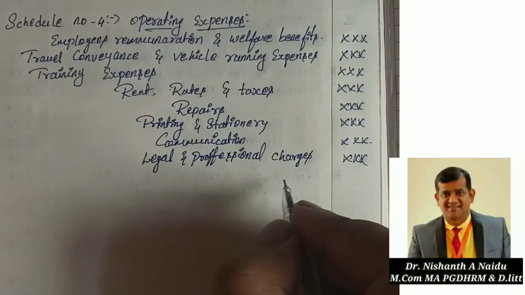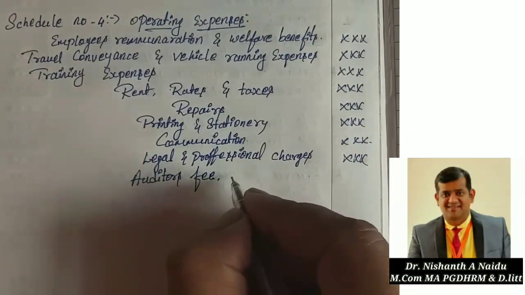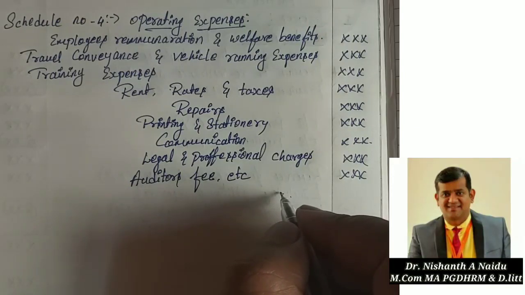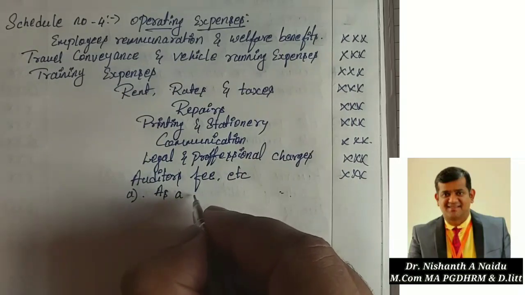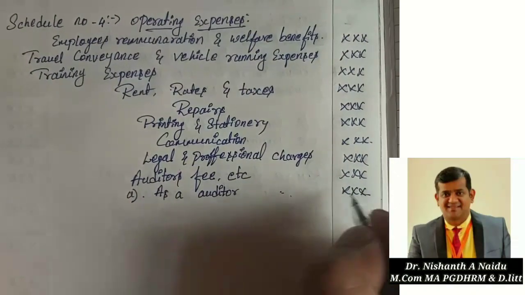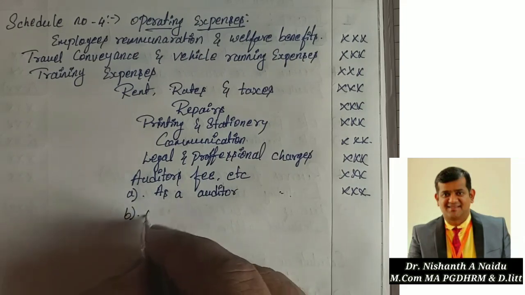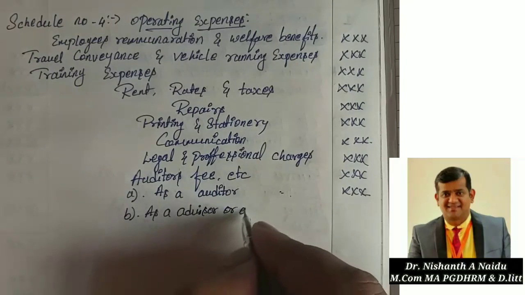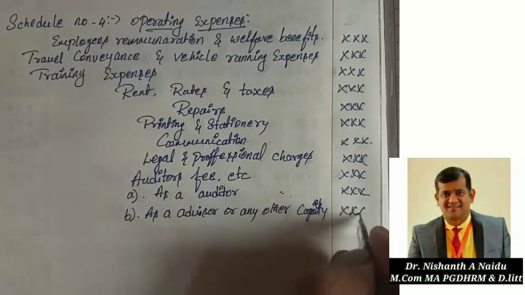After that, auditors fees, and any other of such kind of nature. So I am writing it as etc. Clear that you are going to write. So etc., what all will it have? Point A, as an auditor. As an auditor you might get an expenditure. Next B, as an advisor or in any other capacity. As an advisor, you might be an advisor there, or in any other capacity. If you are in any other capacity, that also comes under this only.